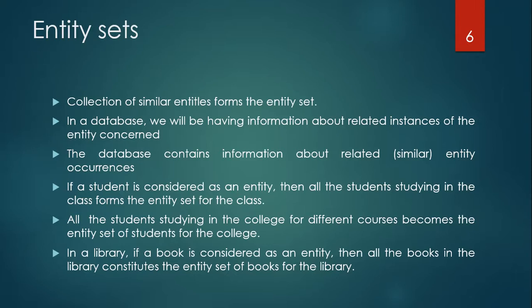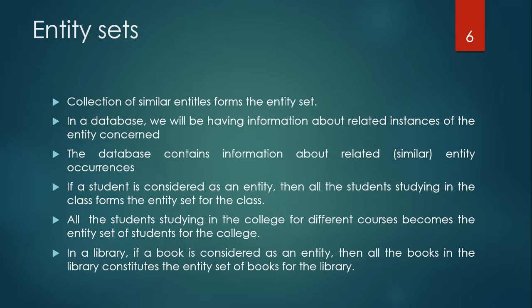So there are 50 students studying in your class means there are 50 different occurrences of the same entity, the entity student. So if student is the entity, there are 50 different occurrences, each one standing for a particular student. The database contains information about related entity occurrences, because we are going to consider the class of students as the database. Then those students are related. The records are related because they are studying in the same class.